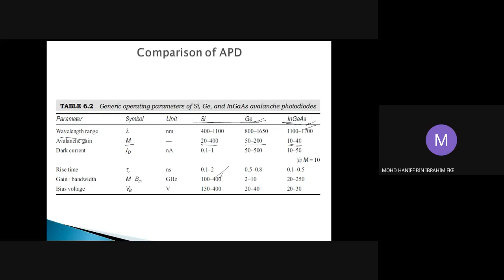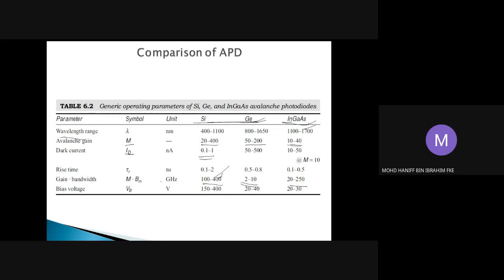The dark current, which is basically its unwanted value, is small for silicon as compared to germanium and indium gallium arsenide. The rise time will be learned in chapter 7 later on. Whereas for the gain or the bandwidth, we have very high bandwidth for silicon, and also for indium gallium arsenide, as compared to germanium, which is very small.